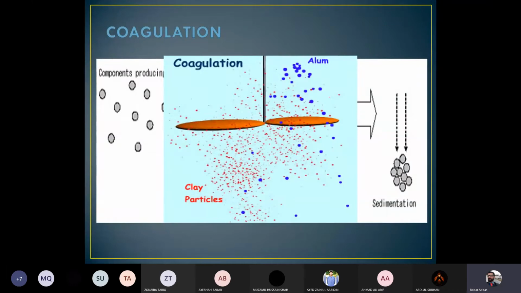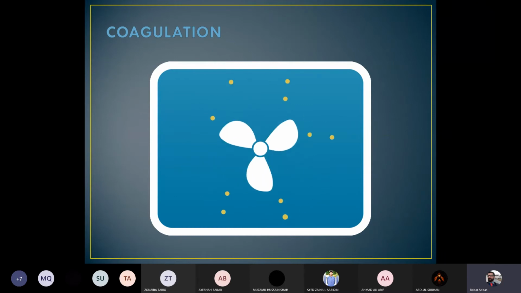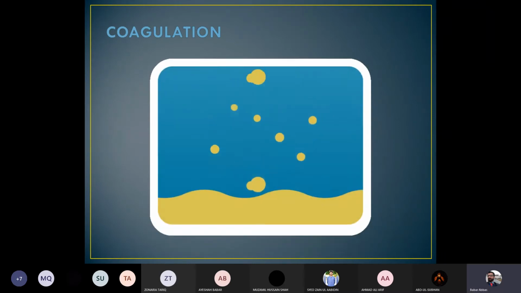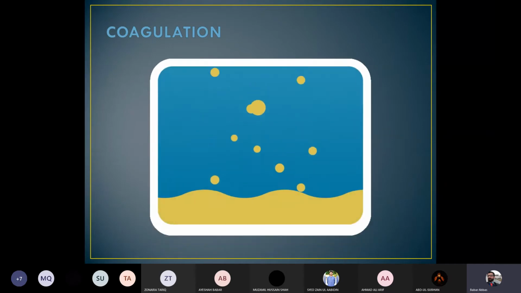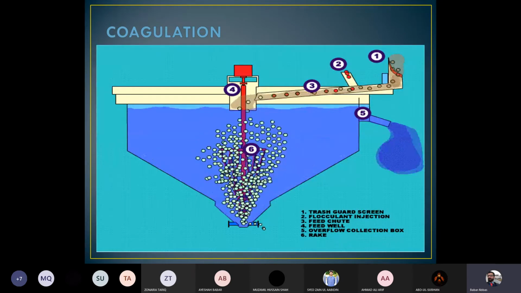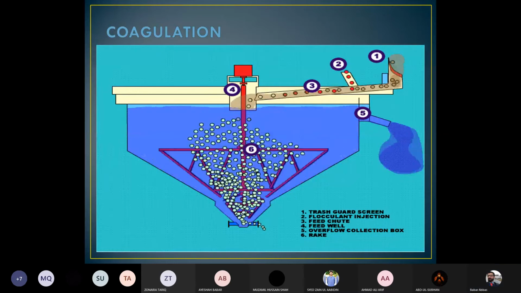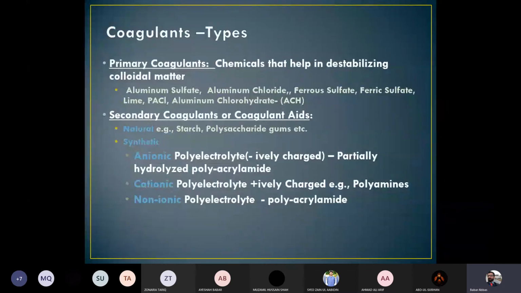This is the rapid mixing of the coagulation. This is the rapid mixing of chemical into the coagulation tank through some impeller or propeller. Then there is the sedimentation of the flocks, which are relatively larger particles as compared to the previous particles. This is the sedimentation, in which the sediments or the flocks are being settled down.